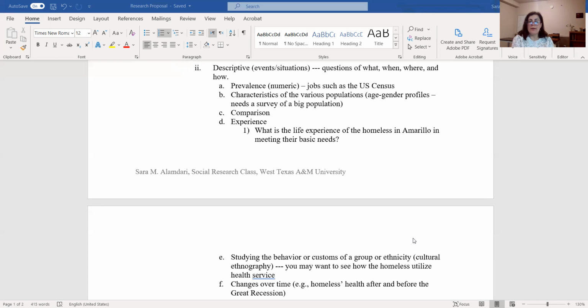Also, another interesting descriptive way to look at the population of interest or the problem you are going to study is to see the change over time. You might be interested to see how was the health status among the homeless before and after the Great Recession. Did the Great Recession have any impacts on the homeless population's health?